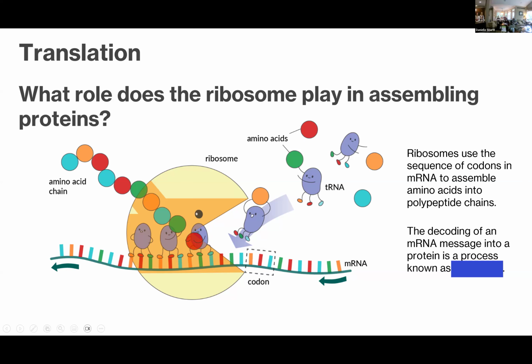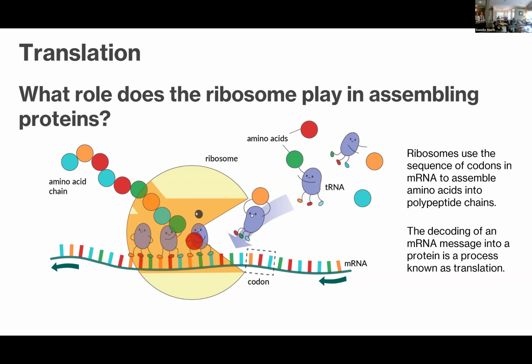The decoding of an mRNA message into a protein is a process known as what? Yes, translation. So what's it called when the DNA is being coded into mRNA? When the DNA is coded into RNA is transcription. And when mRNA is coded into proteins is what? Translation. Okay, there you go.